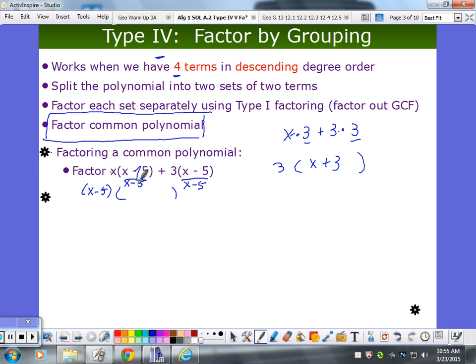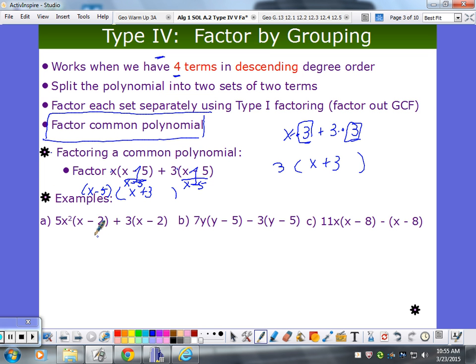Oh, this becomes a 1. This becomes a 1. What's left? X plus 3. So this thing here that was common, instead of just being a number or an x or some variable, it's now another polynomial. You're factoring it out and you get this left. Let's do a couple more examples of that.